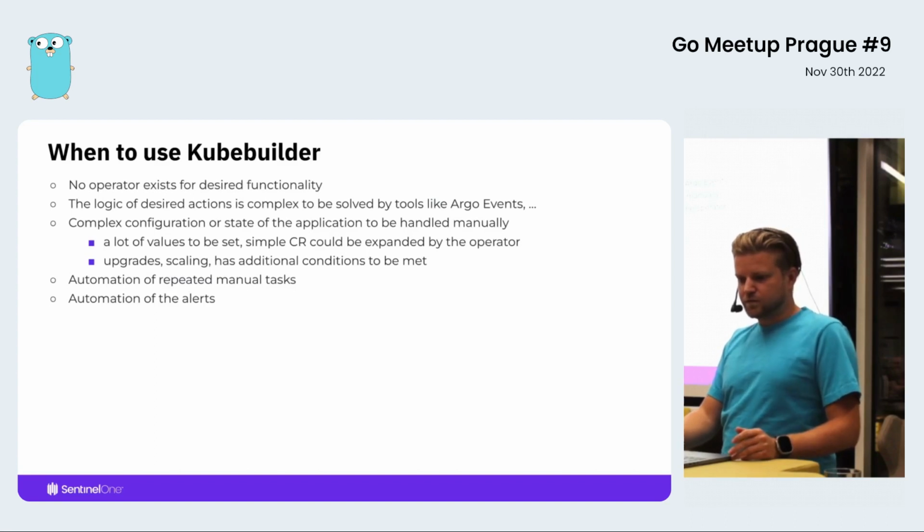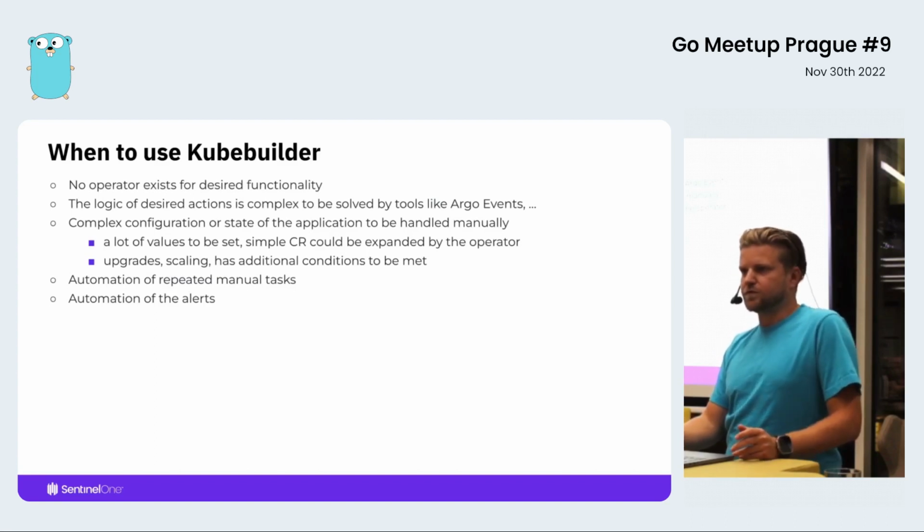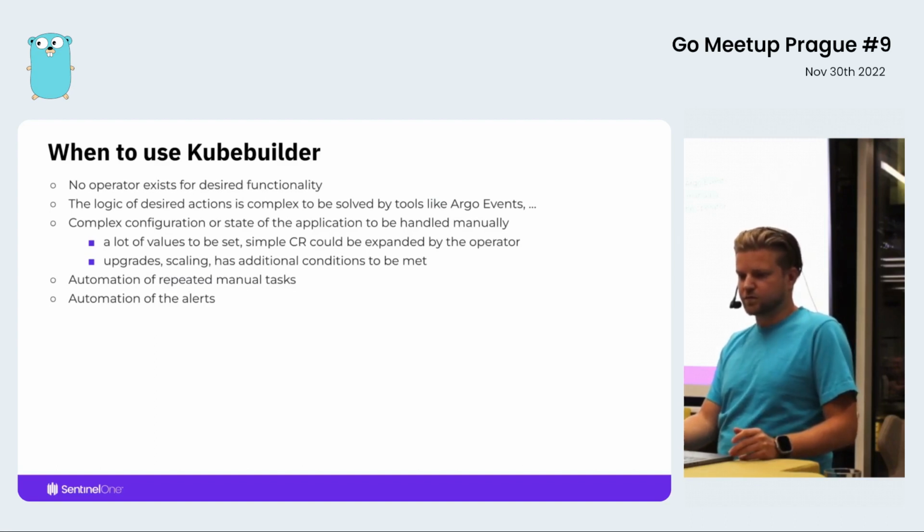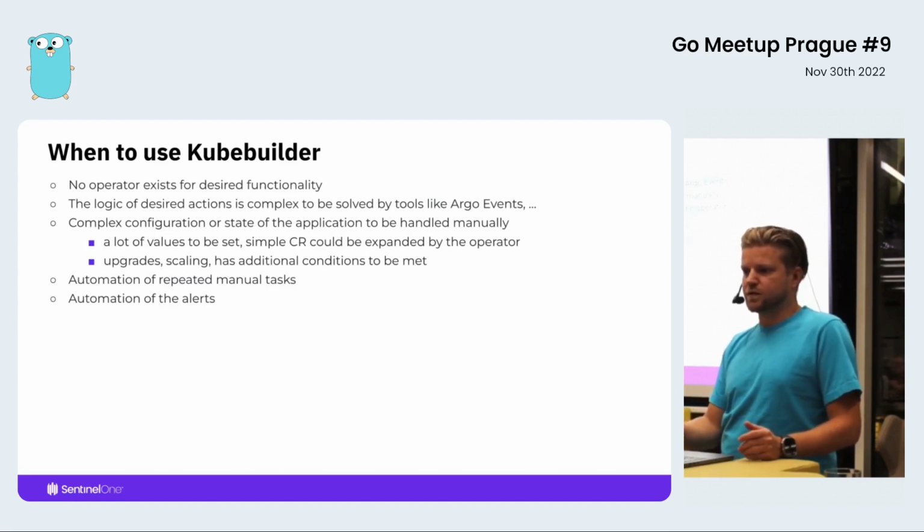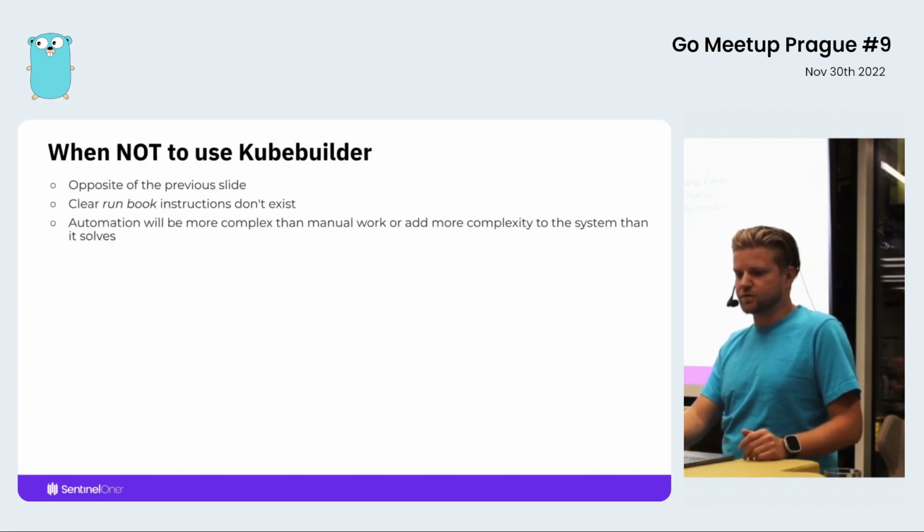And when you do something manually in clusters while maintaining applications, then it's probably quite often a good place to automate it, or make an operator as part of the reaction to alerts. So sometimes, when you have clear runbooks for what to do, you can then just react to webhooks and solve alerts automatically by an operator.